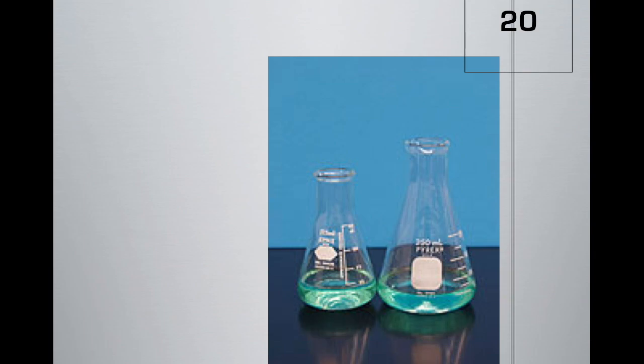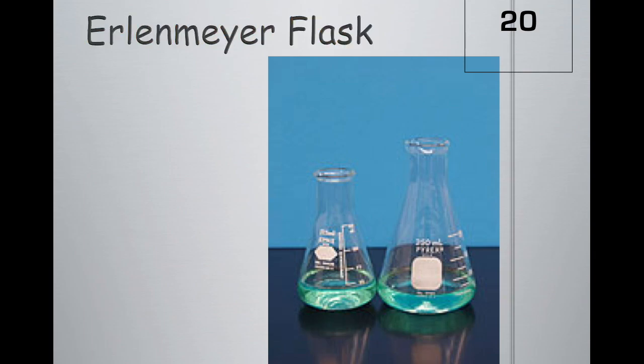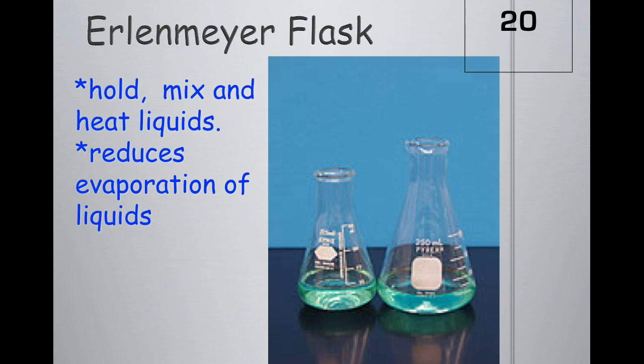Here's another glass tool that we use, and it's called an Erlenmeyer flask. It holds, mixes, and heats liquids. Notice that the opening up at the top is a lot smaller than the beakers that we just saw in slide 19, and this allows for less evaporation of the liquid if you were heating the substance. And it can also be sealed. We could put a cork here for sealing the flask, so that again there is less evaporation.